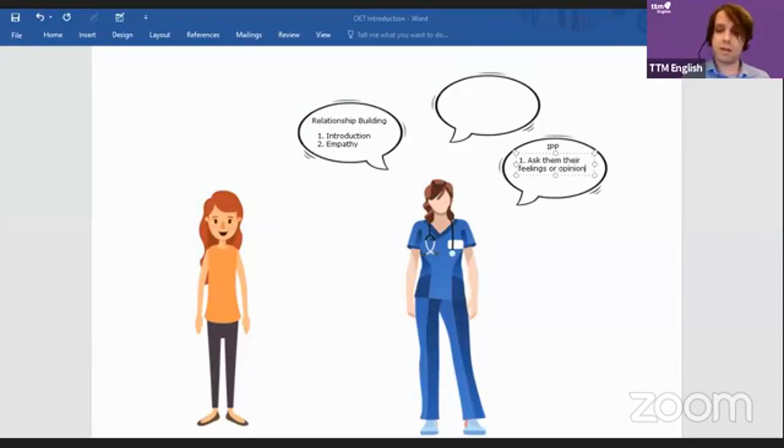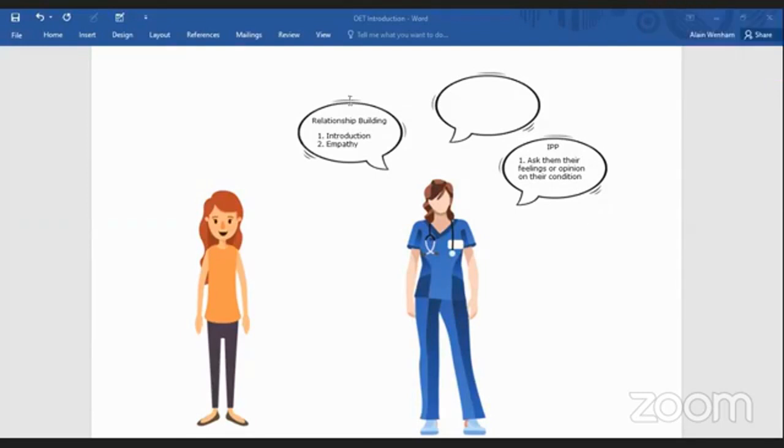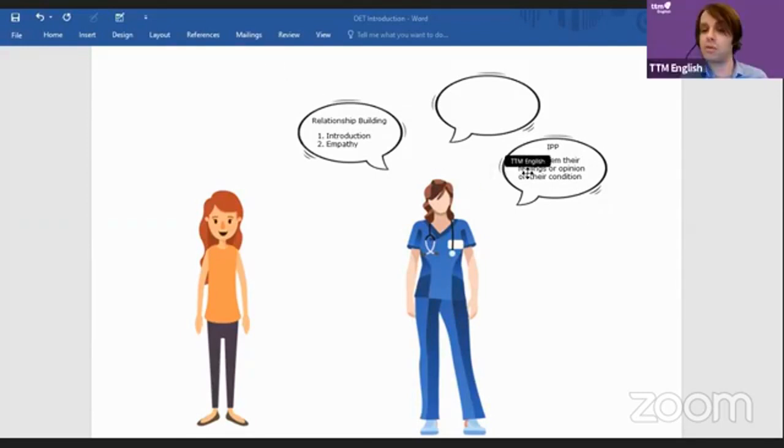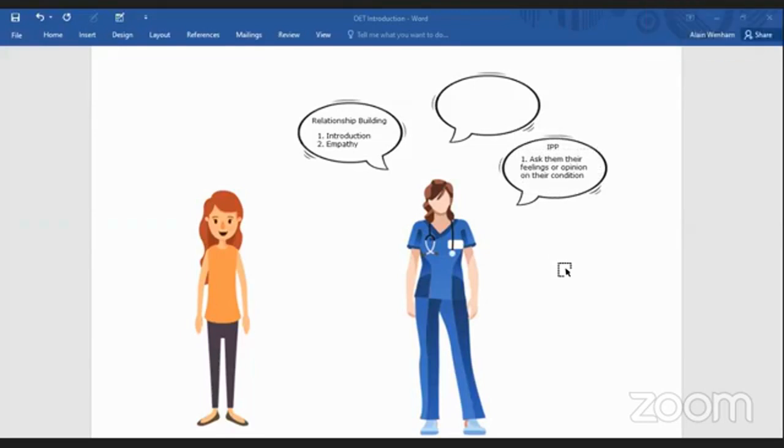What I'm hoping to get from them, let's say on their condition, right? Not just in general. So what do you think about Donald Trump? That's not IPP, right? You've got to say, what do you think about your condition? Are you happy at the moment? Something like that. But that was 2 questions. You should always just ask 1 question. So you might say, how are you coping with your new medication, Mrs. Jones? IPP. All right. Okay.